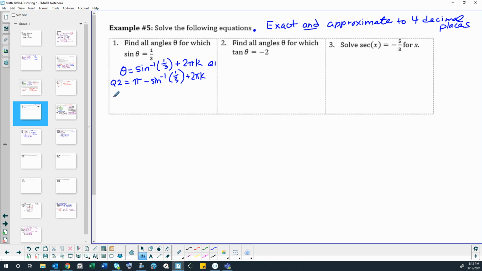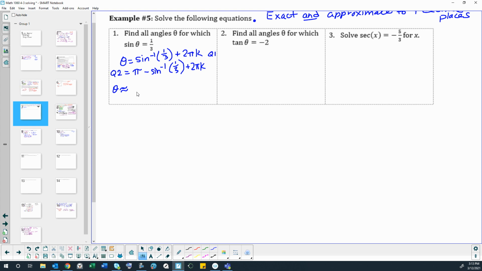Let's go ahead and do approximate answers for theta. So approximately, we would take this and put it in our calculator and get the angle. I know I have this calculated already when I did this the other time, but I'm going to go ahead and find it again. So inverse sine of 1/3. My calculator's in radians, so that's going to give me 0.3398. And of course, I can keep adding 2 pi values to that.